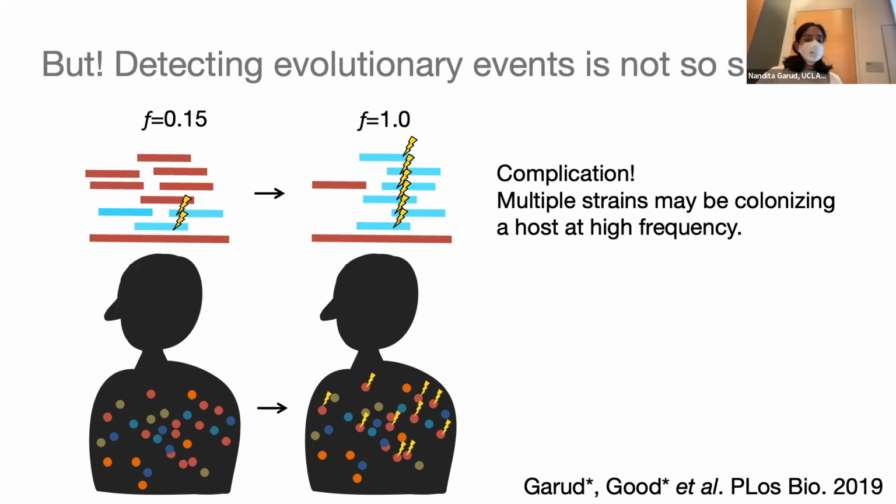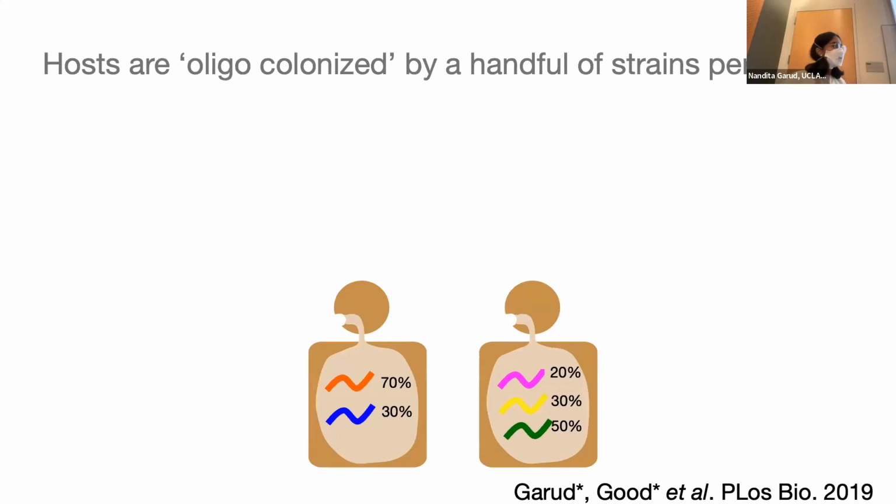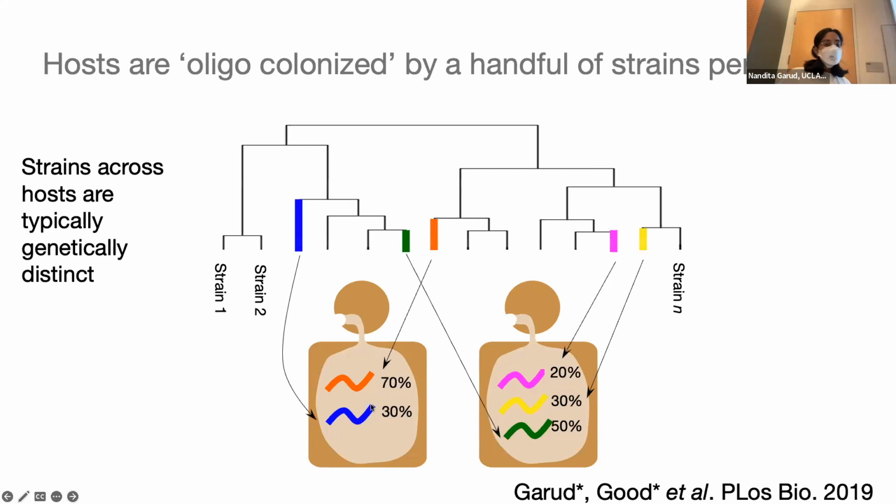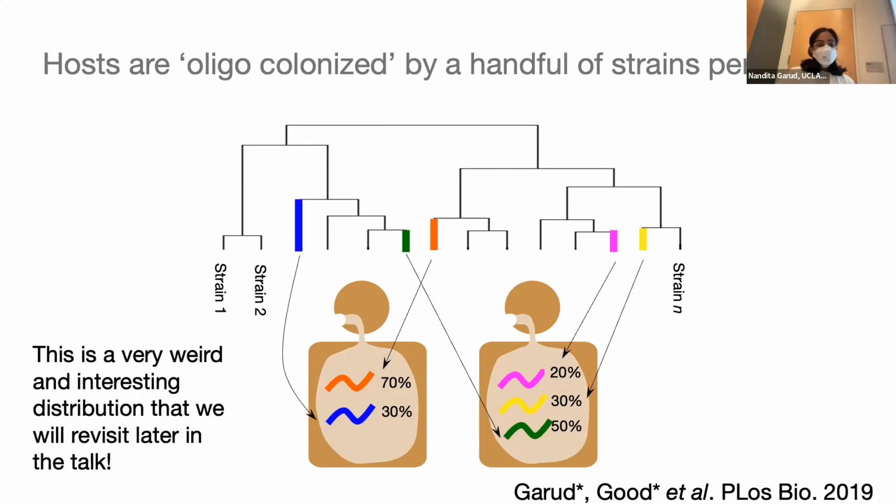So what we want to do is resolve that lineage structure to delve a little bit more into what the lineage structure looks like inside of us, because we're going to return to this. Different hosts have some handful of strains per species. So I might have 2 strains of E. coli, and you might have 3 strains of E. coli. And interestingly, these strains are typically distinct across hosts. So my strains are going to be different from yours, and they've actually been called a microbial fingerprint. So this is a really weird and interesting distribution that we're going to revisit later in the talk.